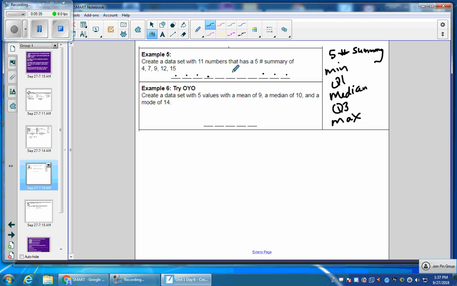3, 3, 4, 4, 5, 5. So this is where my median is going to be. That's my median. And then I'm going to do the same thing, but I'm going to find Q1. So we're going to just look at this half. So 1, 1, 2, 2. This is where my Q1 would be. We'll do the same thing for Q3. 1, 1, 2, 2. This is where my Q3 would be. Okay? And then this would be where my minimum is. And this would be where my max is.